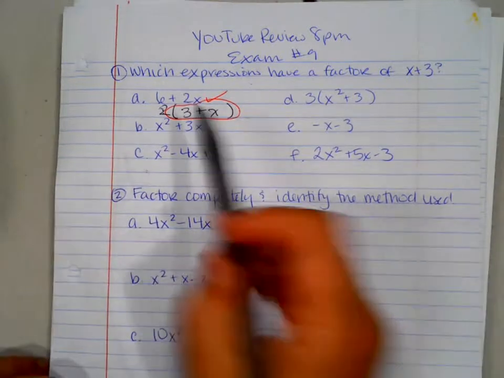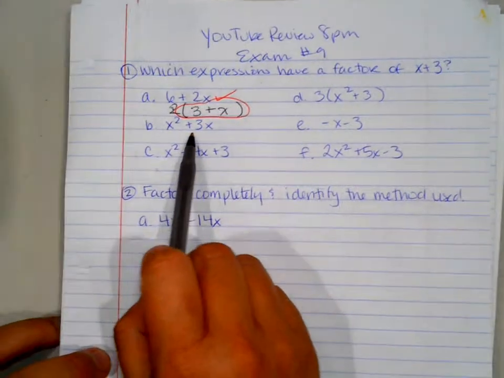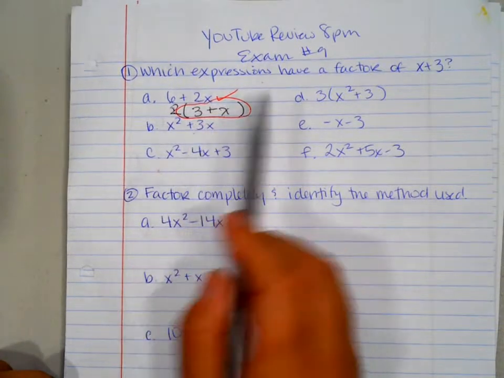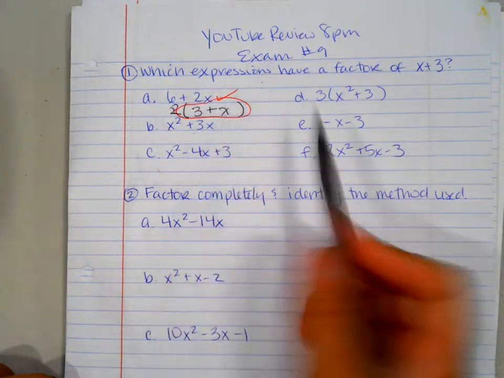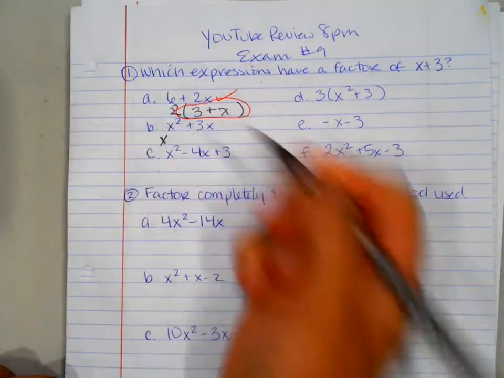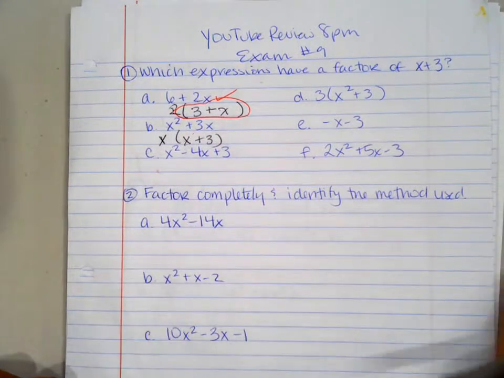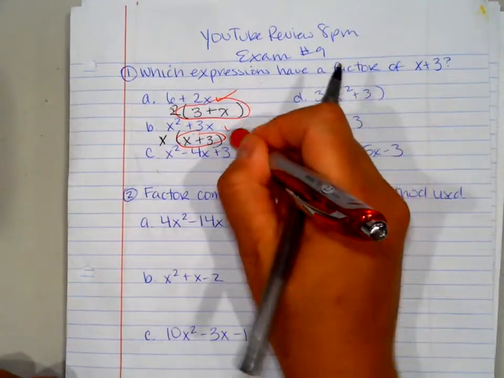Okay. For B, again, we're going to take out the greatest common factor. In this case, it does have a 1. We can do that, but we can take out an x. So if I take out an x here, I'm left with x plus 3. And this guy works too. So that guy's all good.